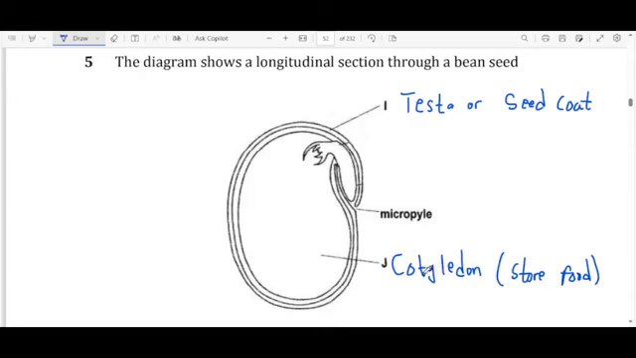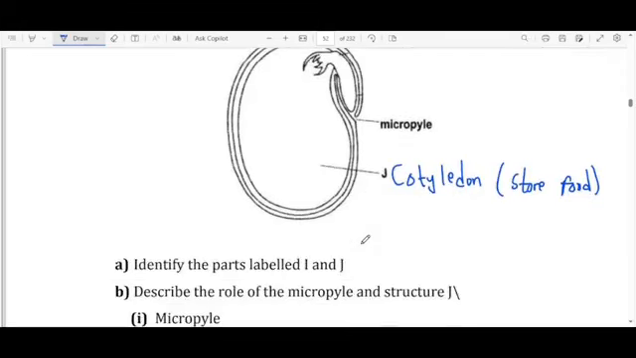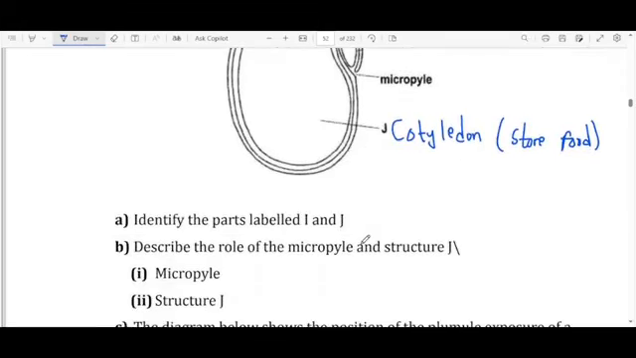Okay, so we now come to our second question. So this is our second question right here. Under question B, we have two questions. So we're going to start with question B1: Describe the role of the micropyle and structure J.